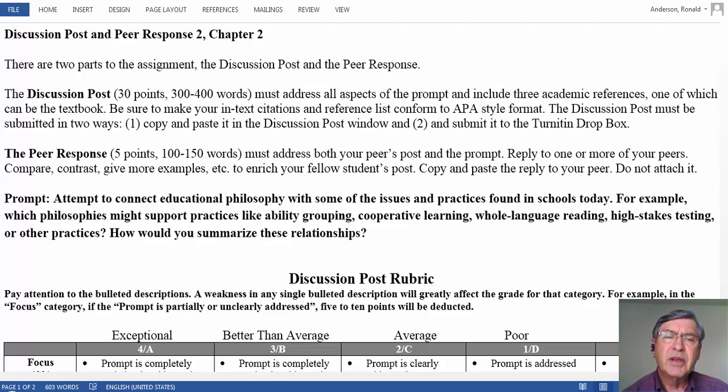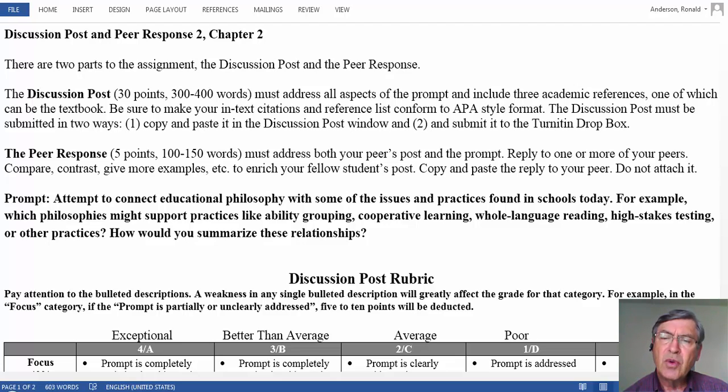Prompt: attempt to connect educational philosophy with some of the issues and practices found in schools today. There are a lot of different philosophies, and try to connect the different philosophies with issues and practices in the schools that are very common. For example, you don't have to use these, but if you don't use these, go ahead and tell me you're not going to use it and substitute it for something else, because I don't want you just talking about three things. Okay, which philosophies might support practices like ability grouping, cooperative learning, whole language reading?